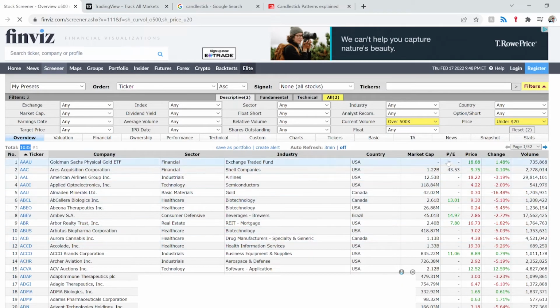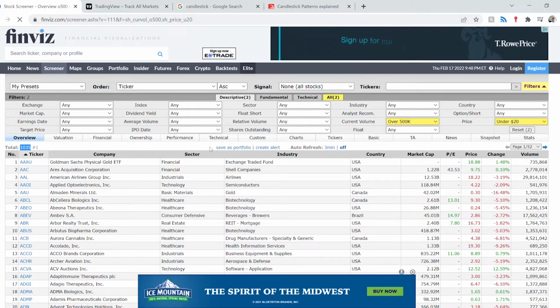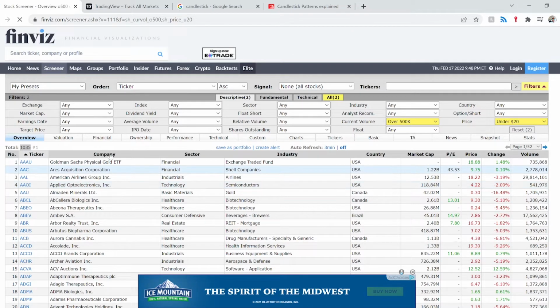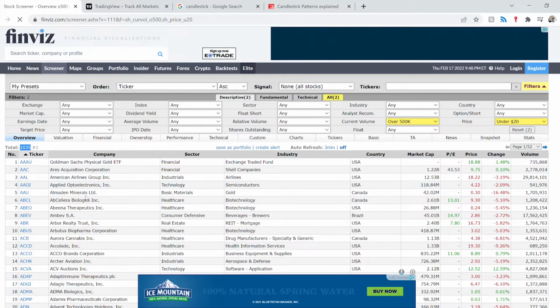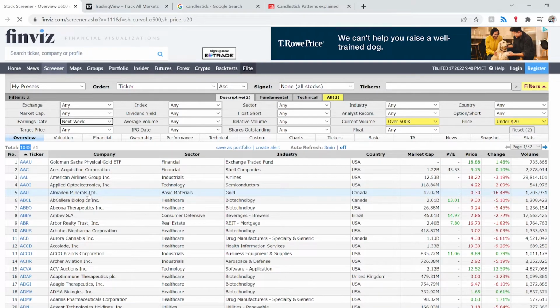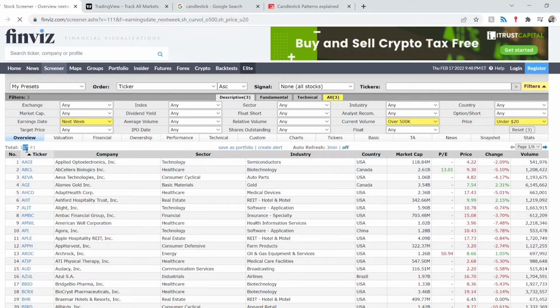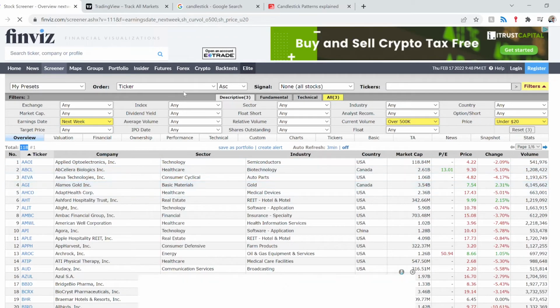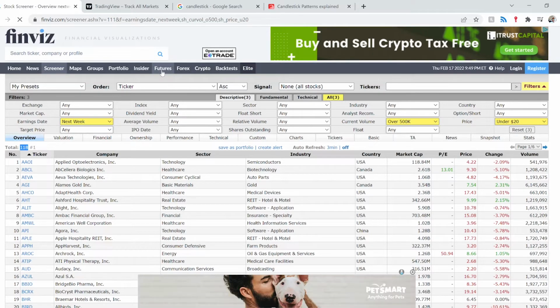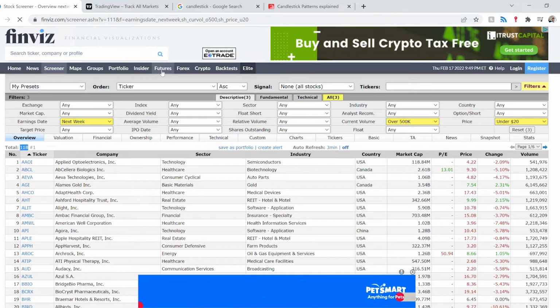And then the next thing you want is, let's say, an earnings report. You want something that has an earnings report next week, for example. So you select next week, and now the number drops down to 118. When you're making a watch list, these are stocks you're interested in and actively watching so that you would invest in them.